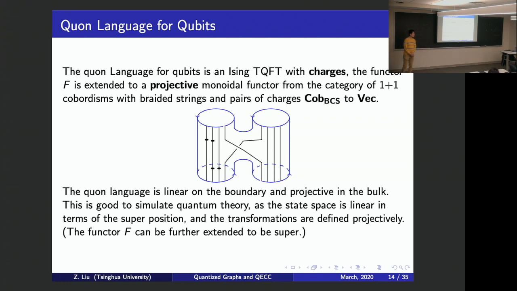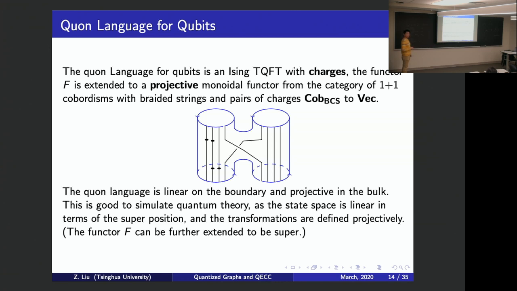So what do we have for this language? First, in the usual 1+1 TQFT, you can look at surfaces with boundaries called cobordisms. Those are surfaces, 2-dimensional manifolds with 1-dimensional boundaries, and they have to be circles.